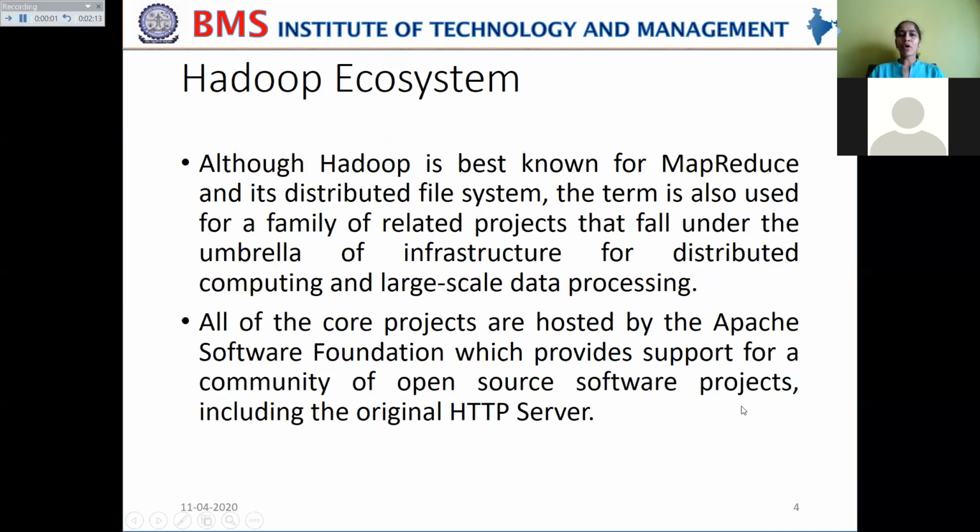Now, what falls under this Hadoop ecosystem? Although Hadoop is best known for MapReduce and its distributed file system, the term is also used for other family of related projects that fall under the umbrella of infrastructure for distributed computing and large-scale data processing. There are many other projects which can be put under this umbrella of Hadoop. All of the core projects are hosted by the Apache Software Foundation, which provides support for a community of open source software projects, including the original HTTP server.